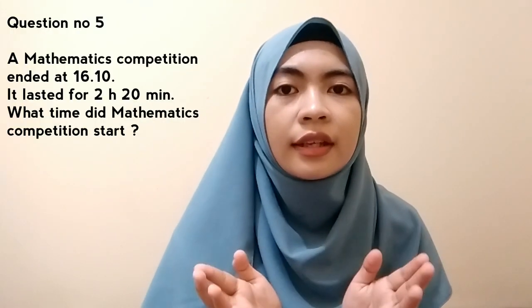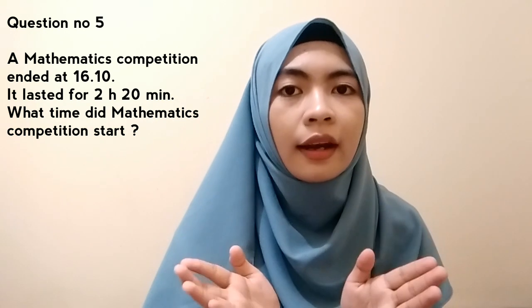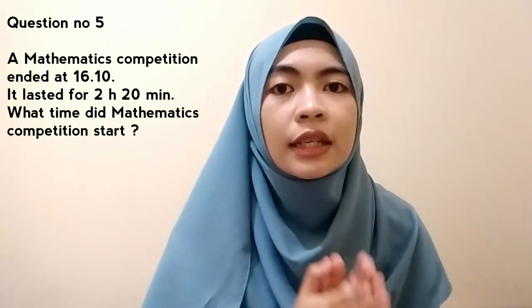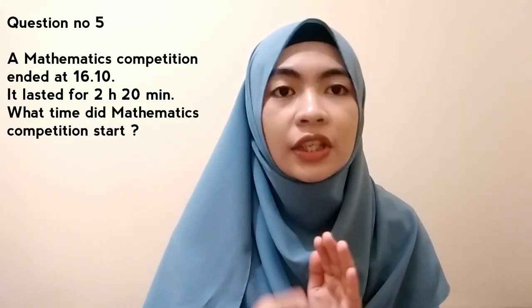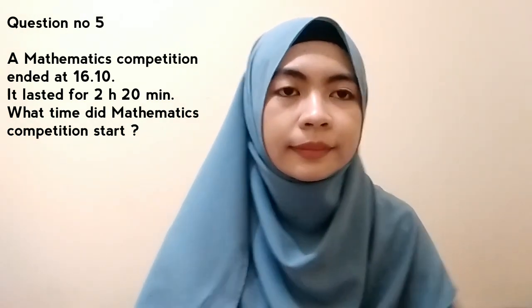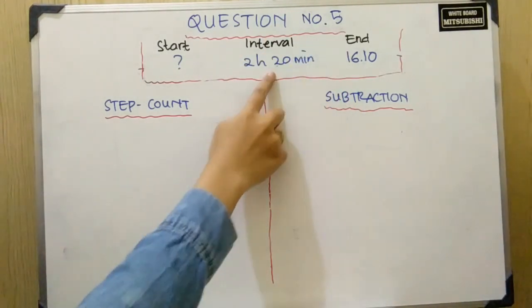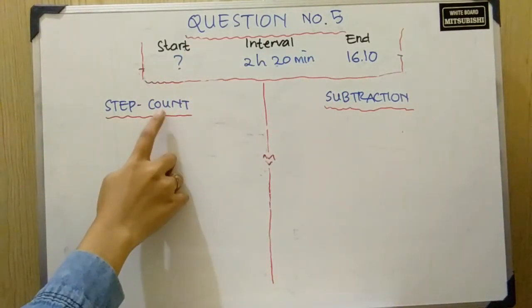Next to the last question. A mathematics competition ended at 16:10. It lasted for 2 hours and 20 minutes. In what time did the mathematics competition start? For number 5, given the end time and the interval time, we need to find the start time.